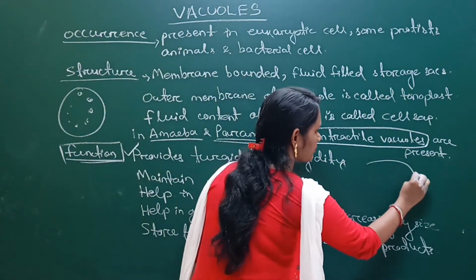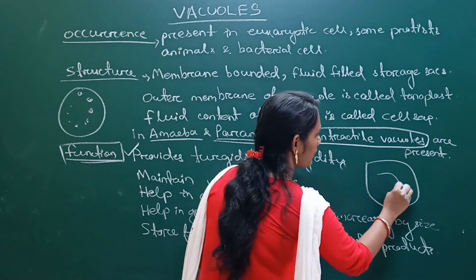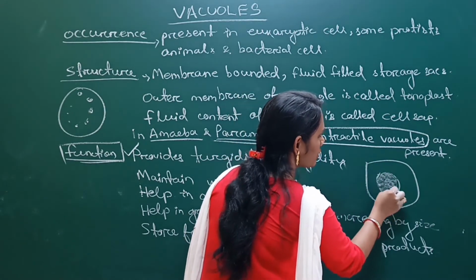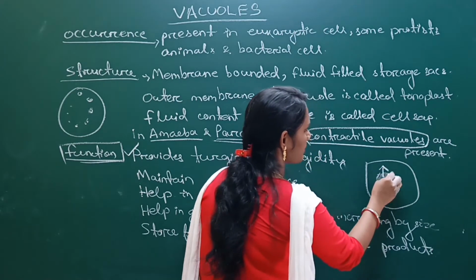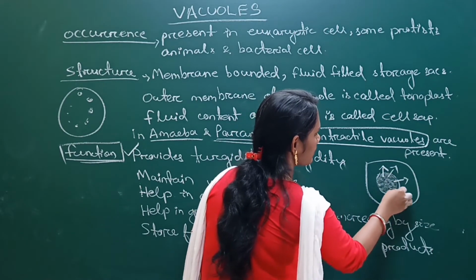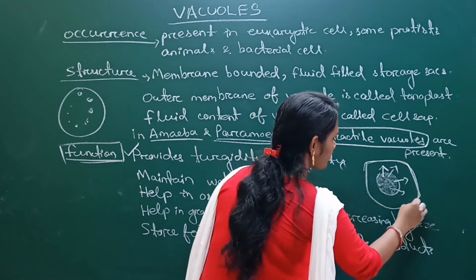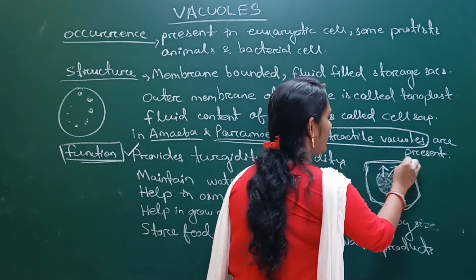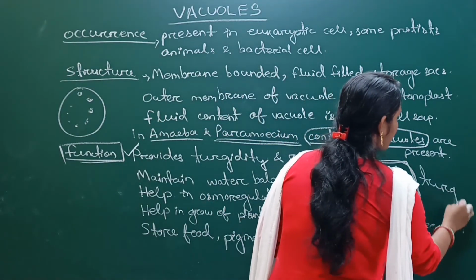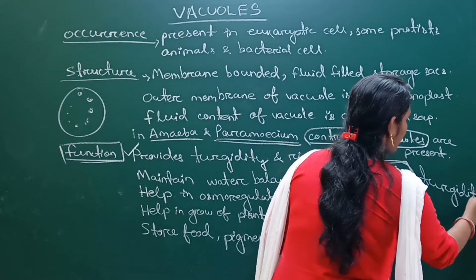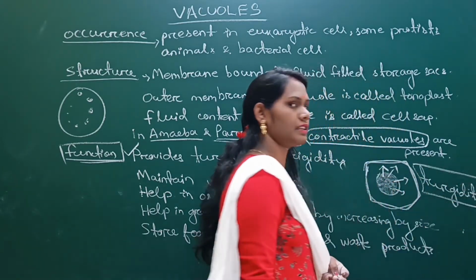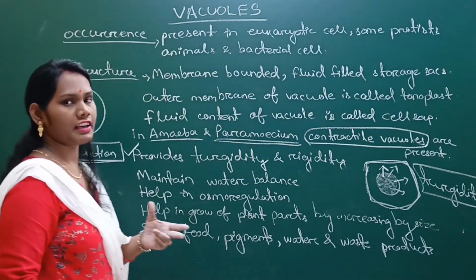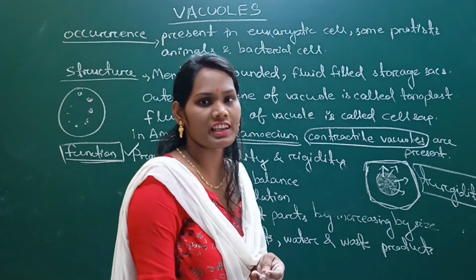If this is a cell, and this is the vacuole, the vacuole is filled with cell sap. This cell sap exerts a pressure towards the cell. Due to this pressure, the cell is in a stiff or hard condition, and that's why the vacuole provides turgidity to the cell. So there are three conditions normally: one is turgidity, one is flaccidity, and another one is the plasmolysed cell.